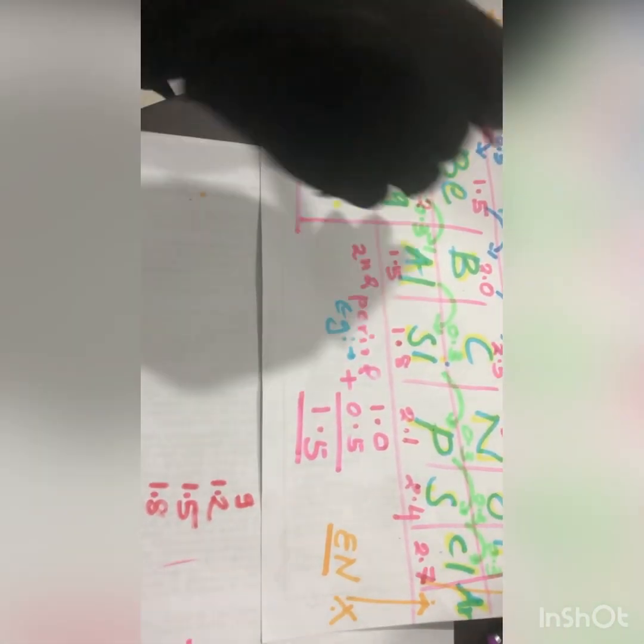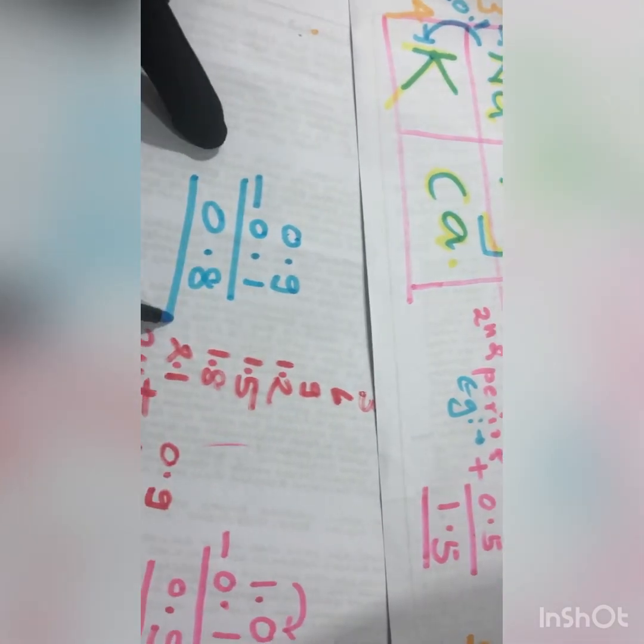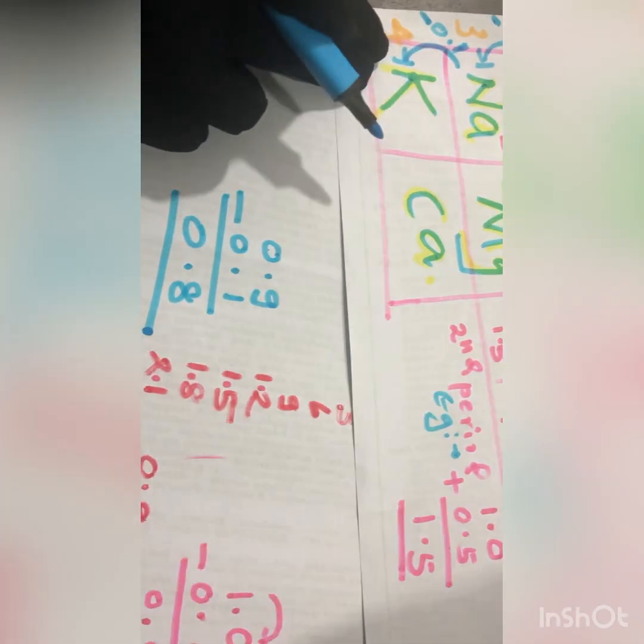Now what we did? Then again, to find out the value of potassium, what are we going to do? We are subtracting 0.1. From 0.9 you have to subtract 0.1. Then it becomes 0.8. So now you have found for potassium 0.8.